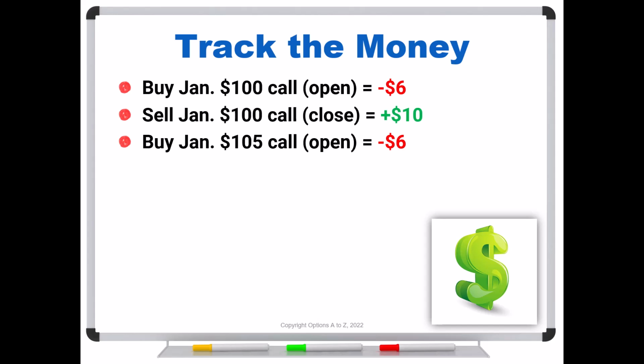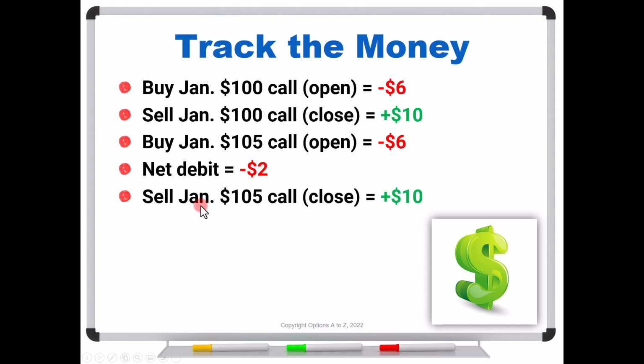So at this point, so far, we have a net debit of 2. We have spent a total of 12 here in red. We've collected 10. So on a net basis, we have spent 2. So right now, my effective cost basis on this 105 call is 2. Well, just keep tracking the money.